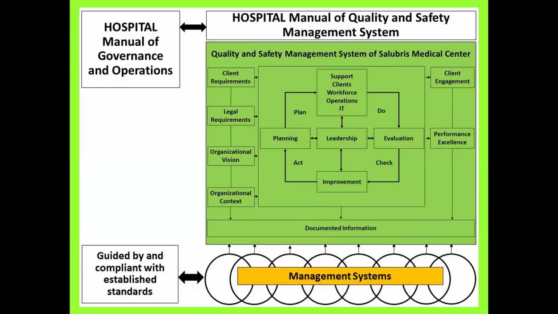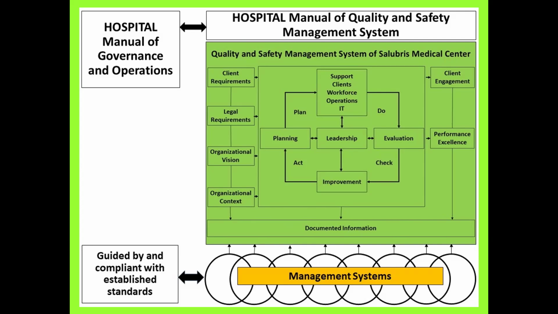As mentioned earlier, one has just to put in the description, elements, and preferably a management system in each of the boxes, guided by and compliant with established standards in the ISO, PhilHealth, JCI, ACI, and PQA. So once done, the whole manual shall be the hospital manual for quality and safety management system, and at the same time, it can serve as the hospital manual for governance and operations.